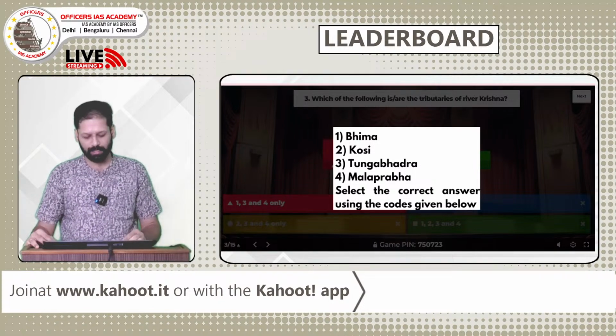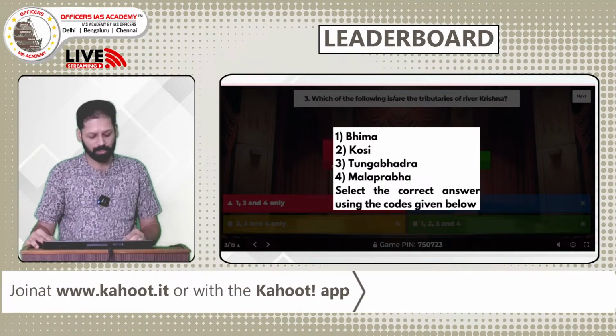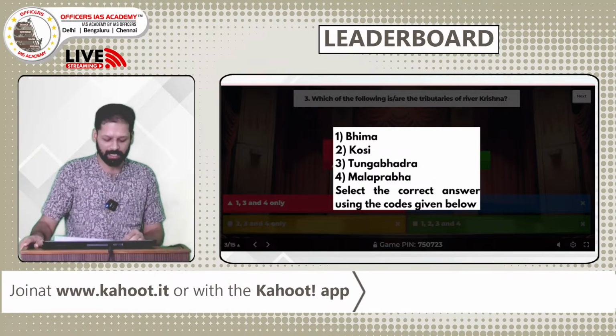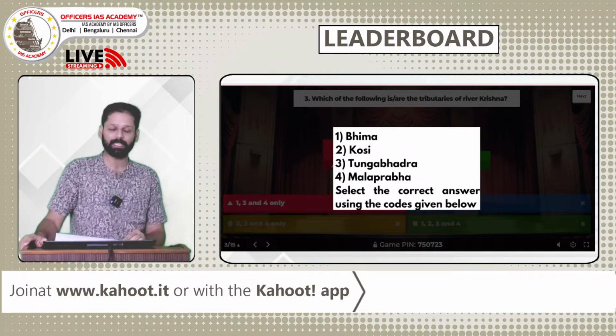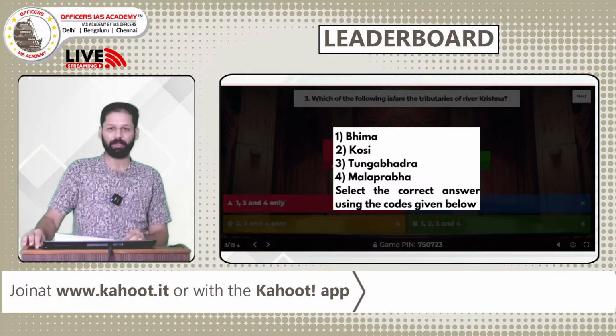Maharashtra, North Karnataka, and the rest of its 1,300 kilometer journey is in Telangana and Andhra Pradesh before it empties into the Bay of Bengal.